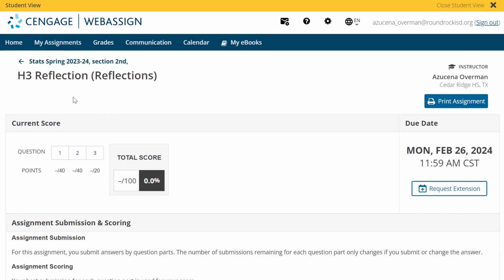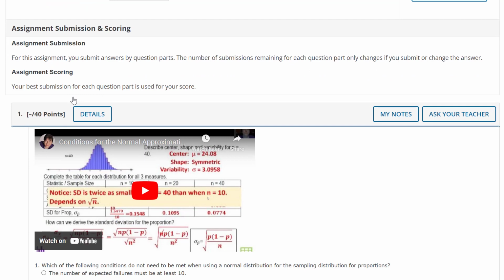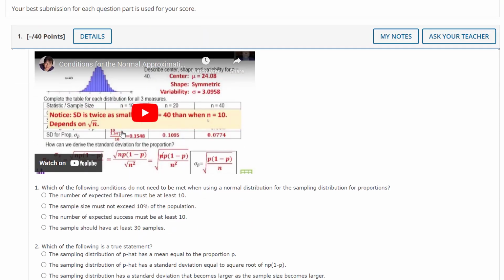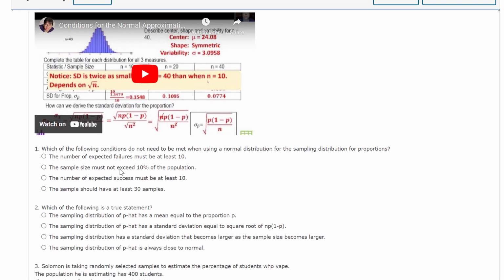So these are the solutions for the H3 reflections. Hopefully you watched the video to learn about the conditions. And one of the questions is, which of the following conditions do not need to be met when using a normal distribution for the sampling distribution for proportion?